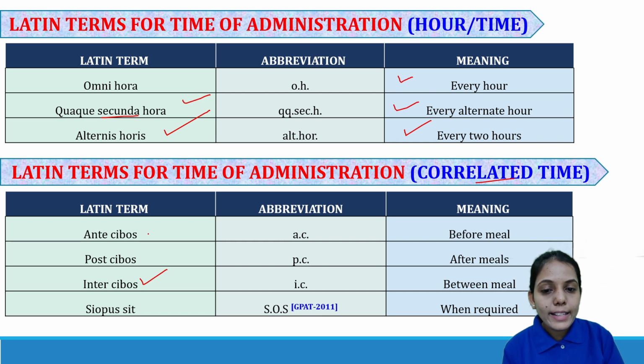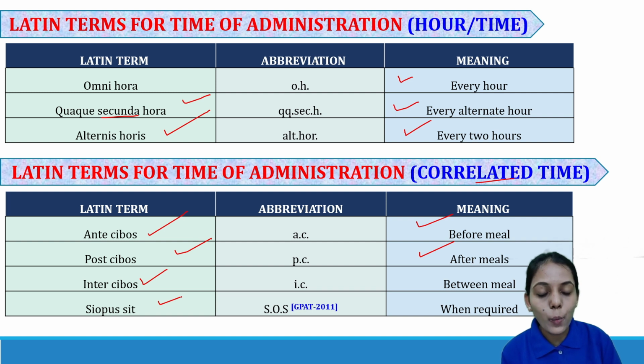See here, ante cibum is denoted by AC, before meal. Post cibum, post means after, cibum means meal, so it will be after the meal. Inter cibos means during the meal or between meals. Opposite means SOS, this is important. This was a JIPMER 2011 question. This is as and when required. So SOS, as and when required.